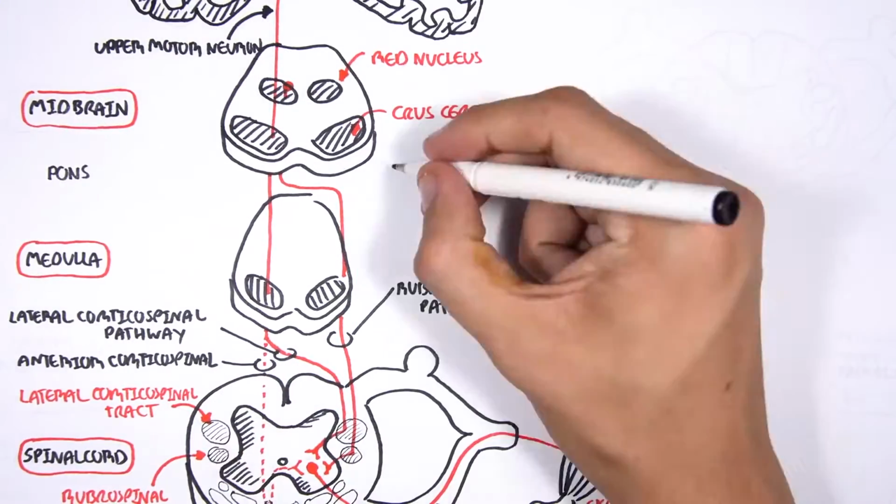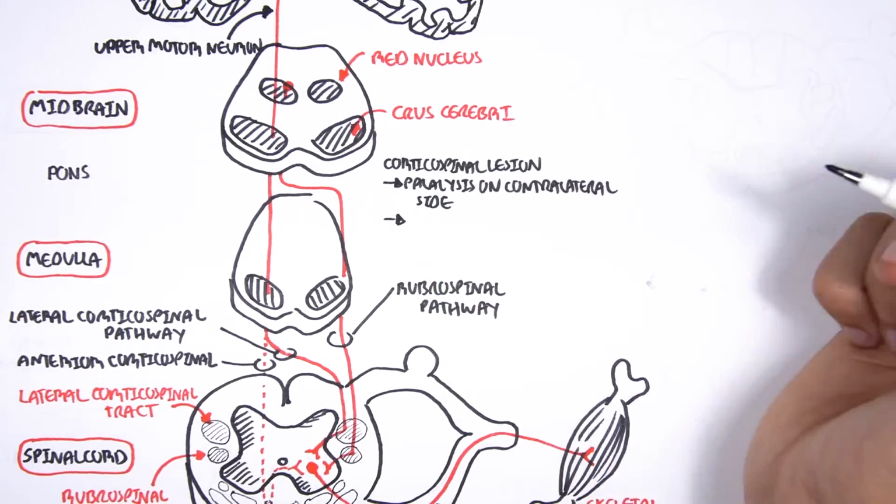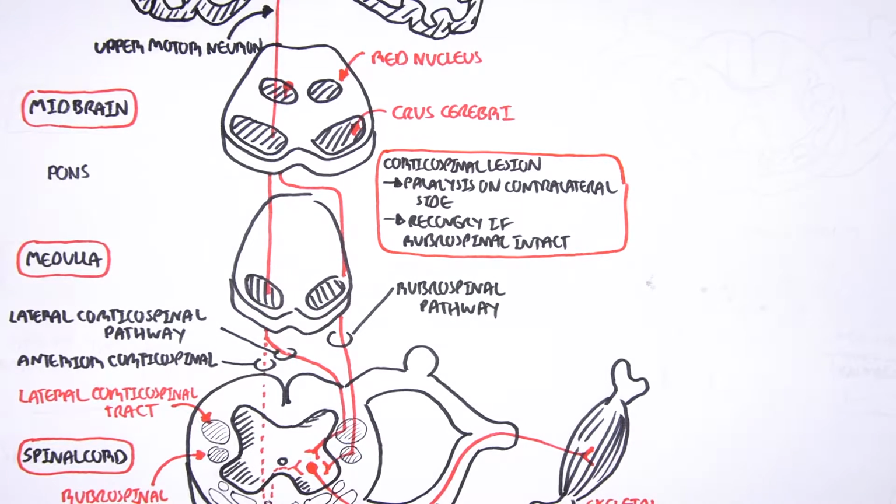With a corticospinal lesion, there can be paralysis on the contralateral side, the opposite side. The function of the muscle can be recovered by the rubrospinal tract if the rubrospinal tract is intact. Now, it is important to understand that the left side of the brain controls movements of the right side of the body and vice versa. So if we damage the left side of the brain corticospinal pathway, there will be paralysis on the right side, on the opposite side. And this is known as the contralateral side.